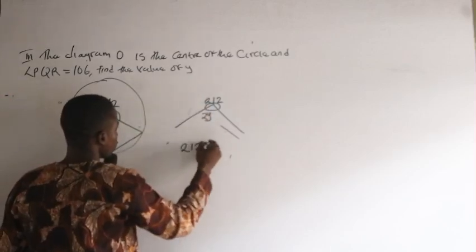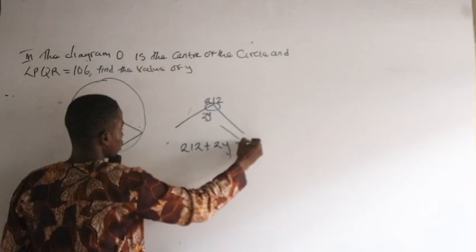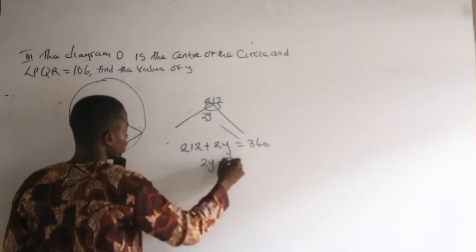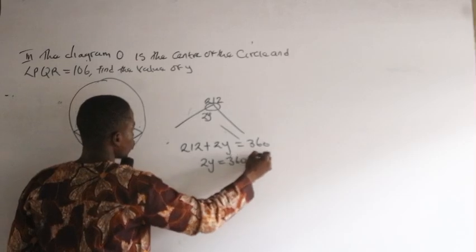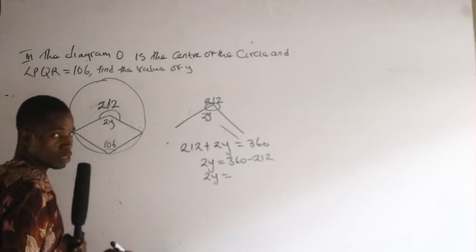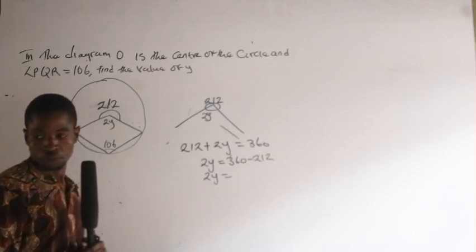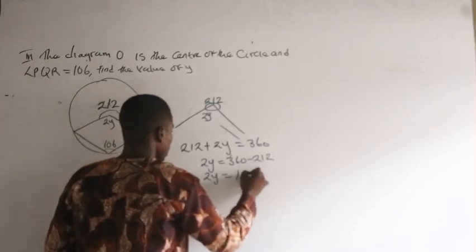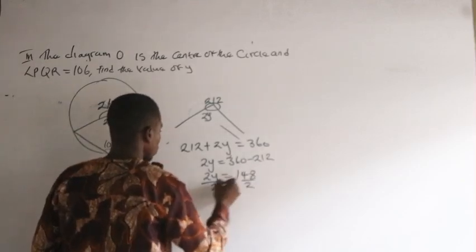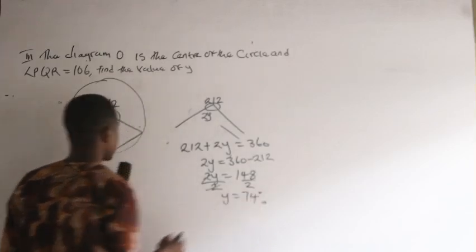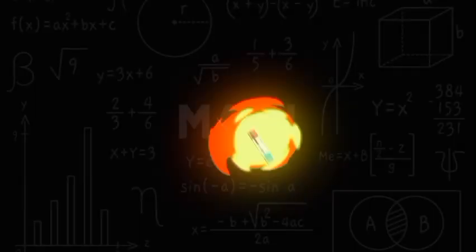We will now have 212 plus 2y equal to 360. Now, 2y equal to what? 360 minus 212. This one minus this is what? It's 148. 148 divided by 2, all over 2. Cancel. Y is 74. That's the answer. Are you getting me? Okay, let's go.